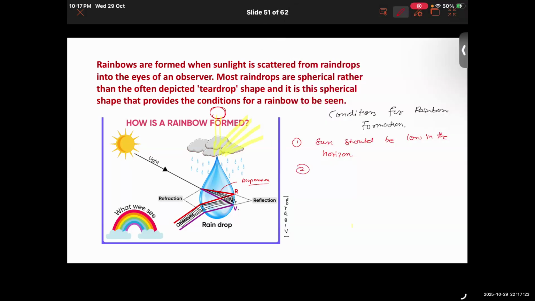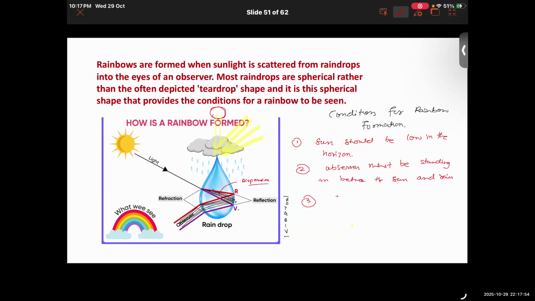And sir, whenever it rains, the cloud will always cover the sun. Yeah, it usually happens most of the time, right? Then, condition two: the observer must be standing in between the sun and the rain. Getting it now?